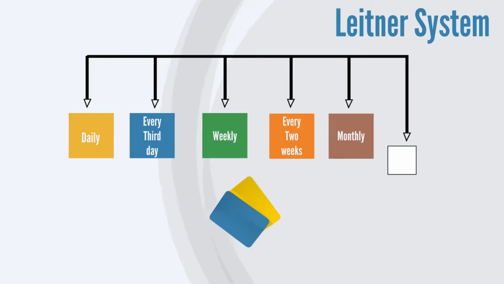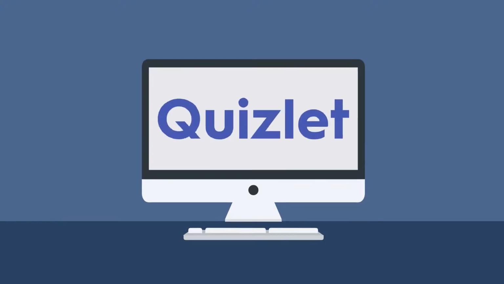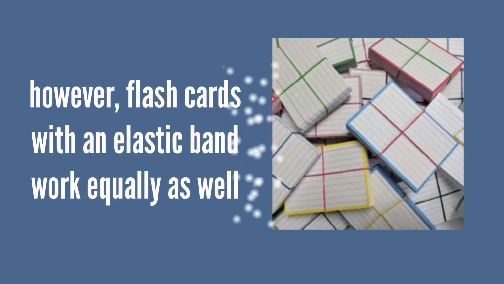Once the cards leave the system, they can go into your normal retrieval cycle. Apps such as Anki, RemNote, and Quizlet are great electronic ways of using this system. However, flashcards with an elastic band work equally as well.